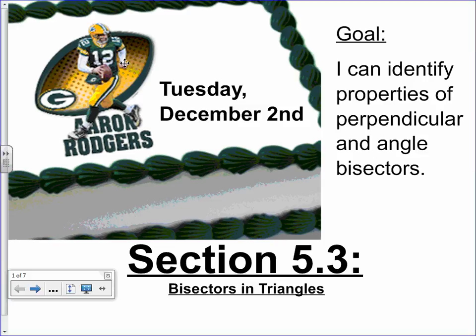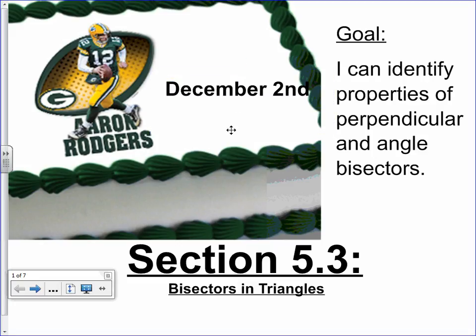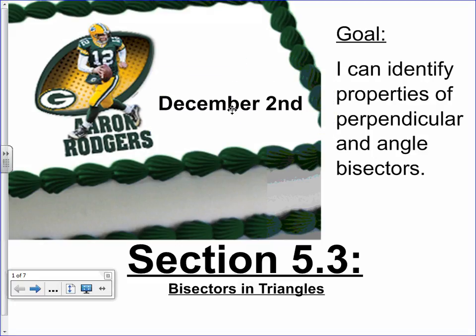I'm making this video on December 2nd, and it just so happens that December 2nd, which actually isn't a Tuesday, so I'll get rid of that, but December 2nd is Aaron Rodgers' birthday. So if you're a big Packer fan, you know who Aaron Rodgers is. If you're not, there's a good chance you probably also know who Aaron Rodgers is. But it's his birthday, so next time you see him, wish him a happy birthday for me.